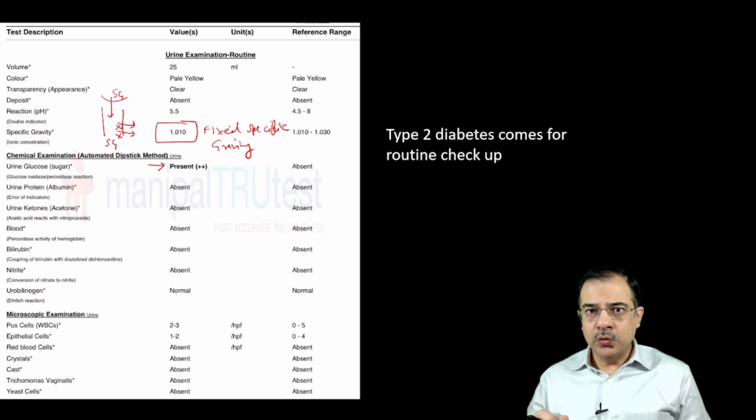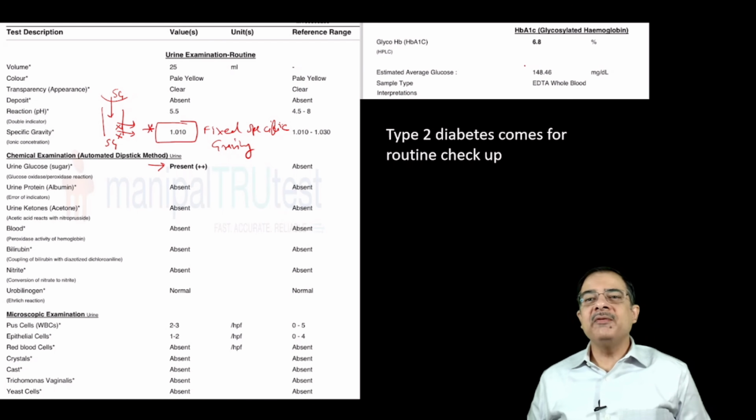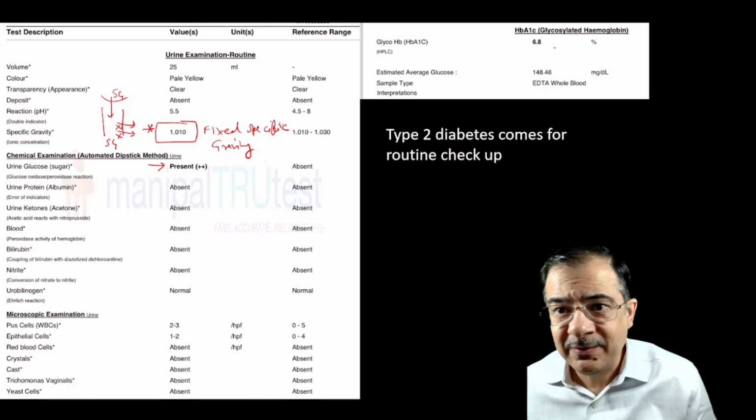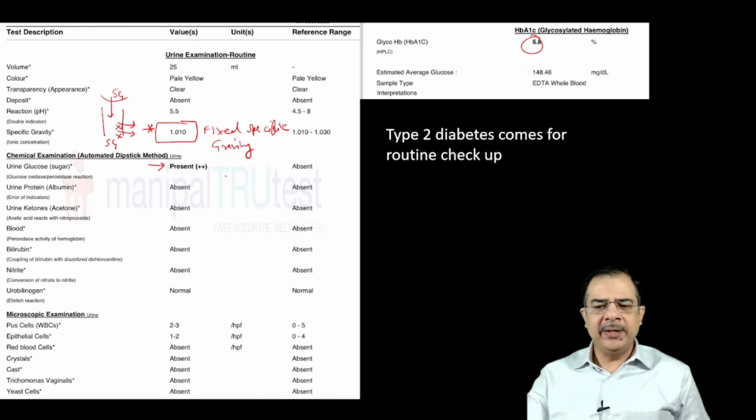So always do a kidney function test, assess the kidney parameters in these patients. This is a very, very important advice. We ignore this specific gravity in diabetes. Look at the specific gravity in these patients. When the HbA1c was done in the patient, HbA1c was 6.8, so most likely this patient will be taking an SGLT inhibitor. So this effect is due to the SGLT inhibitor in our patient.